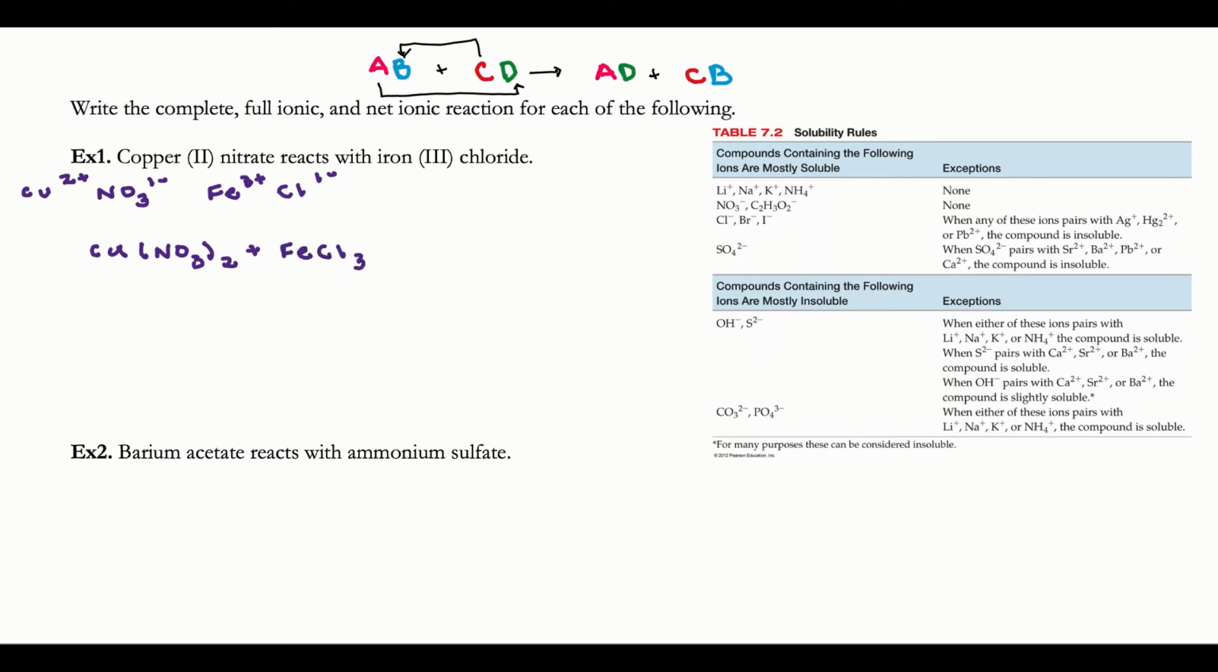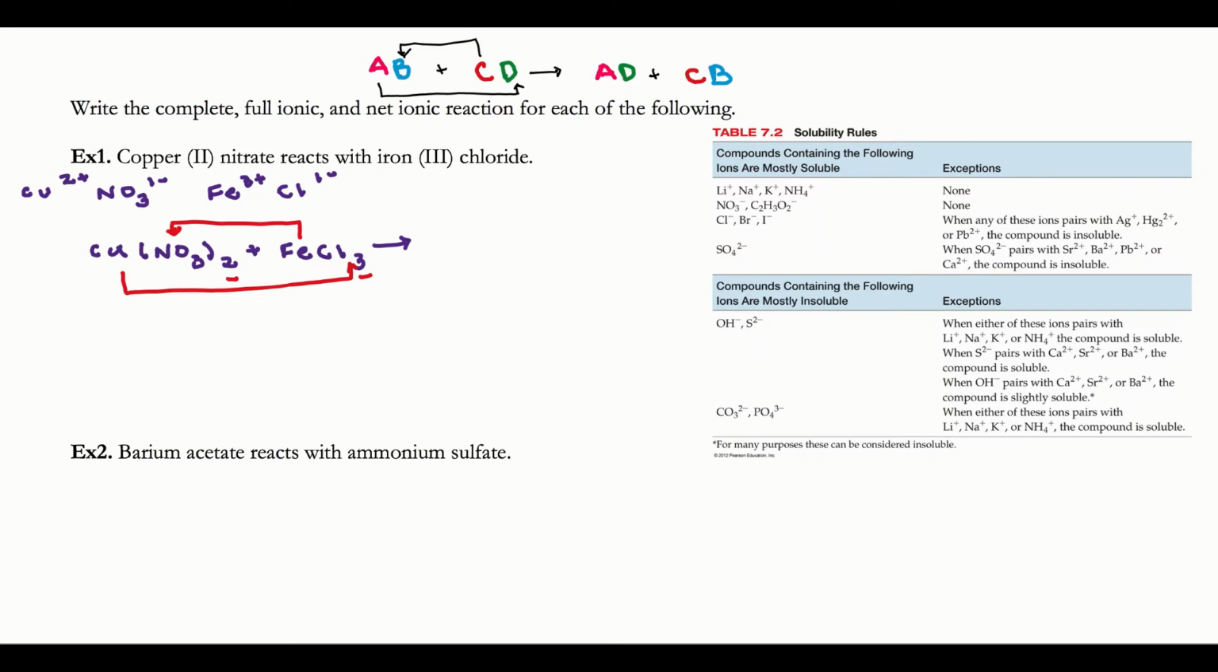Remember, as I showed above, we're going to do innies and outies. Our outside elements are copper and chlorine, and they're going to combine together. Then iron and nitrate are going to combine together. Something a lot of students get confused about: when I combine these new compounds, ignore any subscripts that already exist. So ignore the 3 for chlorine and the 2 for nitrate. I will deal with them later.